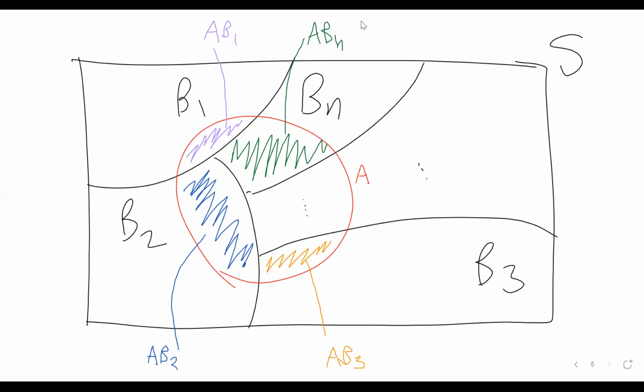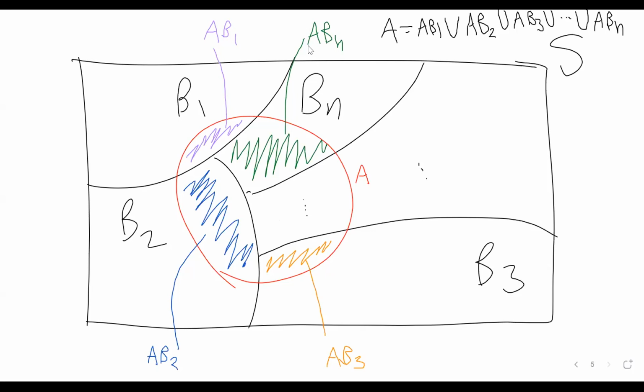And so you can think of A as equaling AB1, which is the purple region, union the blue region, which is AB2, union the orange region, which is AB3, union dot dot dot, union the green region, which is ABn. So the region A is the union of all these separate pieces, where each piece is coming from a different B, from B1 to Bn, including all the ones in between.